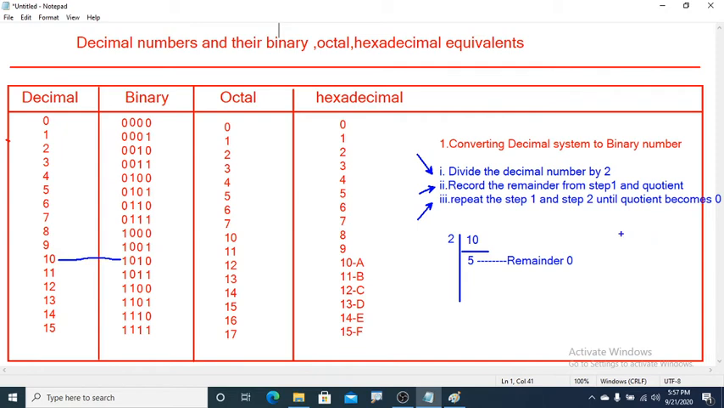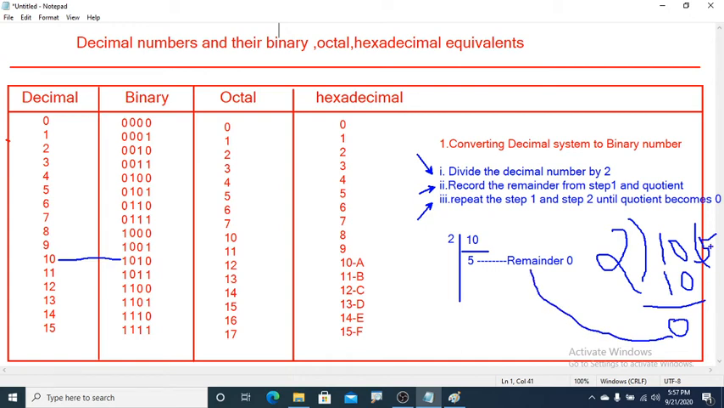Let's take one example: 2 into 10. Again 2 fives are 10. This 0 is the remainder, and this is the quotient. That's what I am placing here. Have all of you understood?